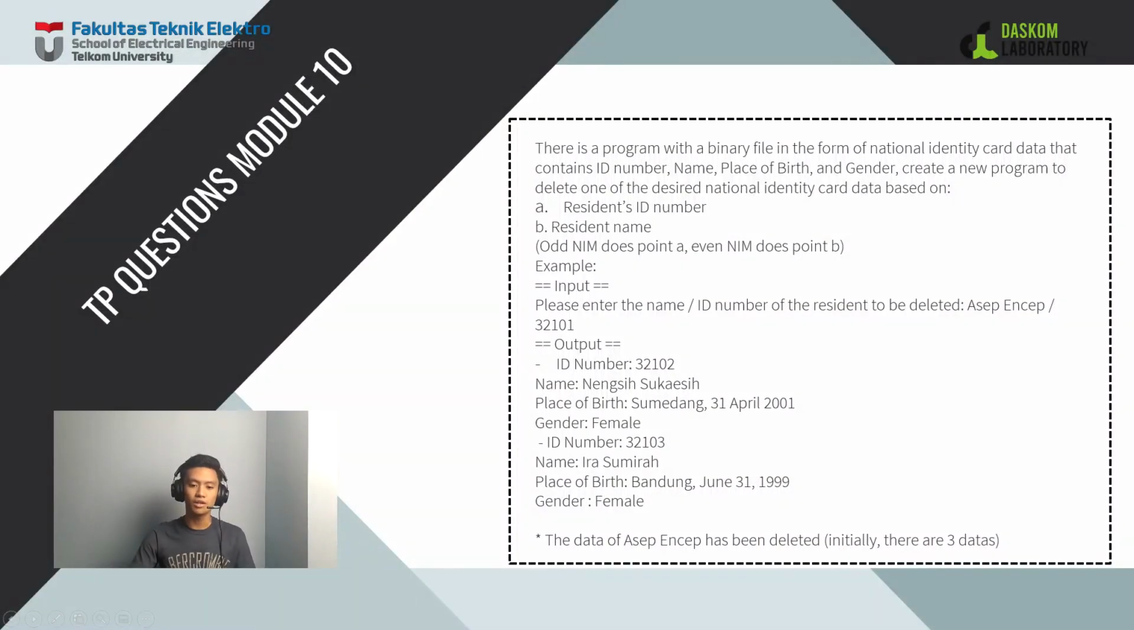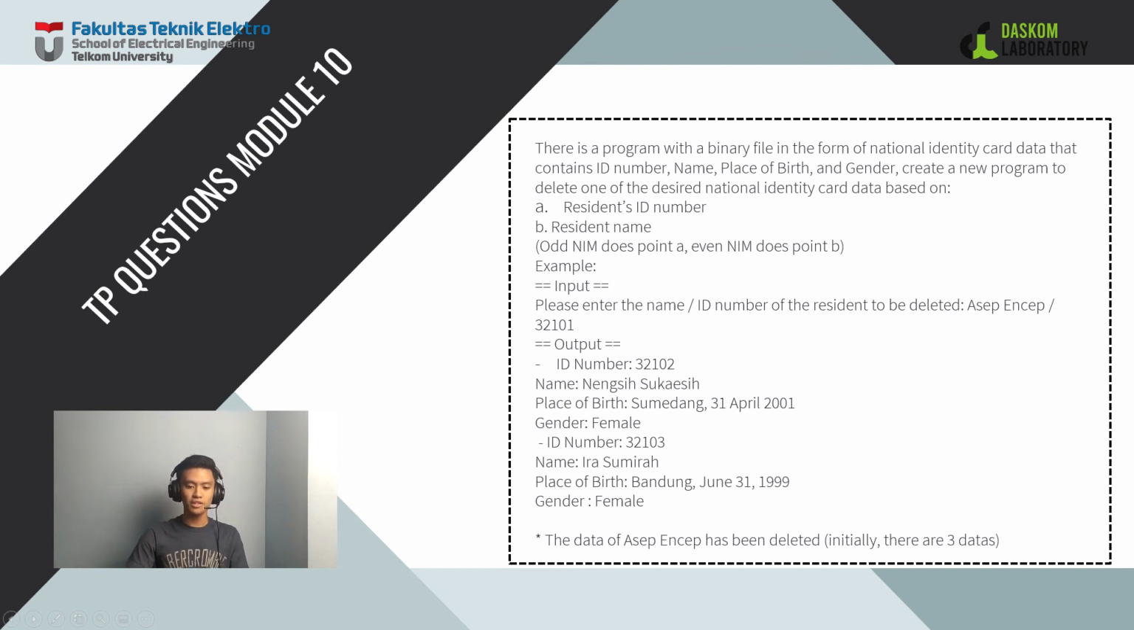Before the video ends, we have an assignment for you. Please create a new program to delete one of the desired national identity card data based on A, Residence ID number, and B, Resident name. The odd name does point A and the even name does point B. Before you make a program that can delete the data, you should know that there is a program with binary files in the form of national identity card data that contains ID number, name, place of birth, and gender.